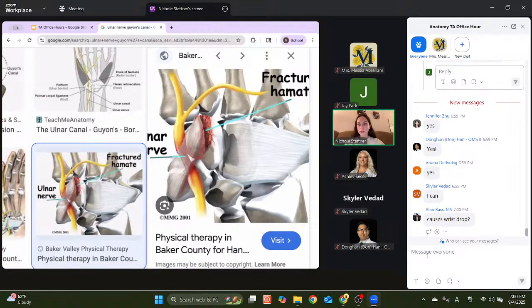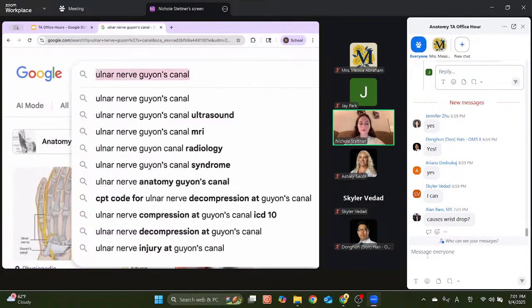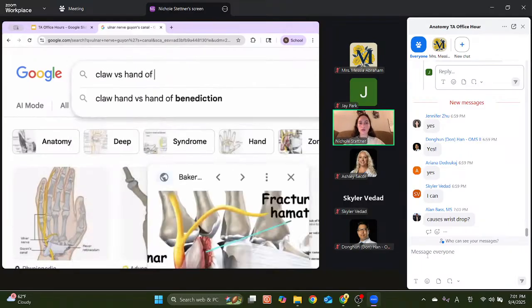Guillain-Barré should not cause wrist drop, because wrist drop should be from the radial nerve. This would cause claw hand. I'm going to show you all claw hand, claw versus hand of benediction.